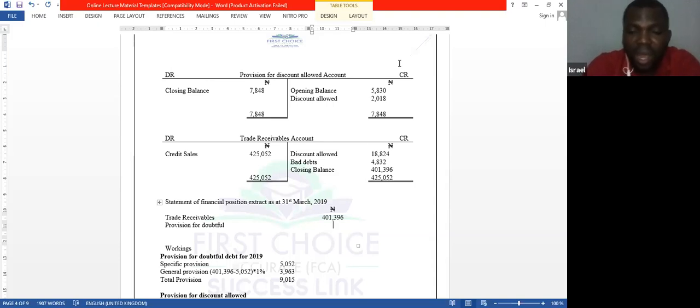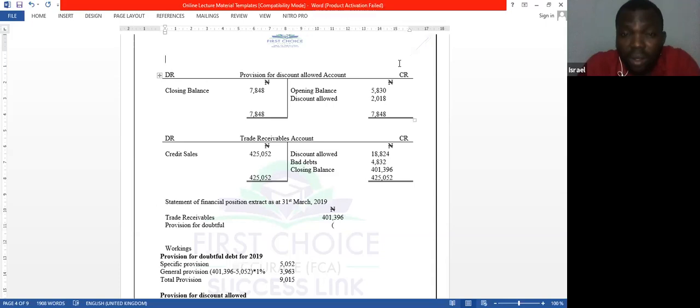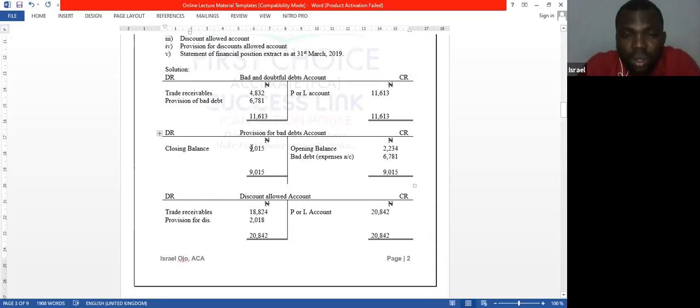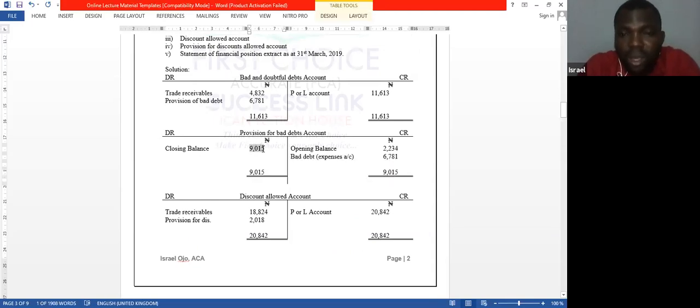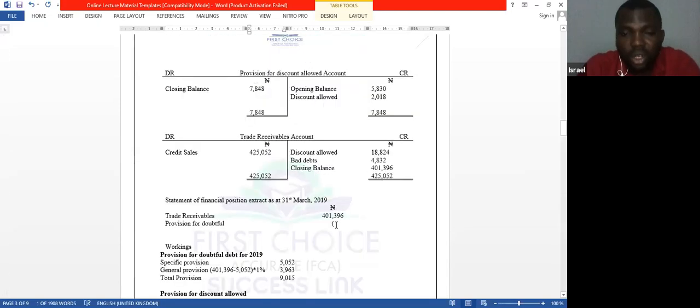So the provision that we have, if we scroll up under provision for bad debt, if you look at it here, our closing balance is the figure that we are going to use. This is our closing balance. It is the figure that we are going to pick. We are not going to pick this 6,781 balance, please. I believe you are with me. So what balance are you going to pick? It's 9,015. So we scroll down here and put 9,015. So you come back here and put what? That negative. A bracket means negative.